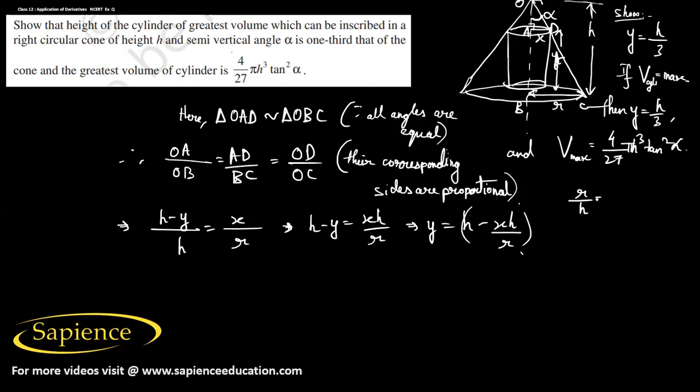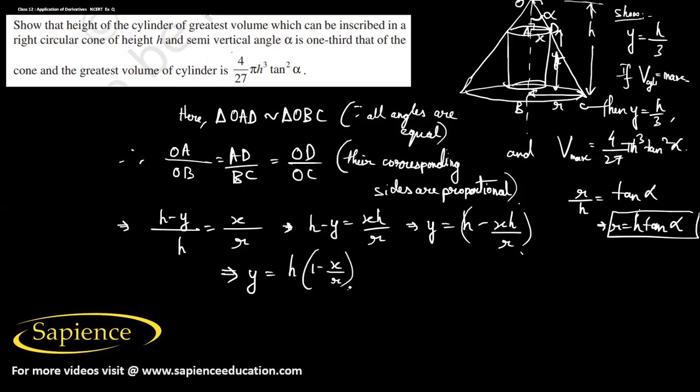And R by H is equal to tan alpha, by using this triangle OBC. So R will be equal to H tan alpha. Here alpha is fixed, and H is also fixed. Since they are given fixed values, they cannot change. So Y will be equal to H into 1 minus X by R.